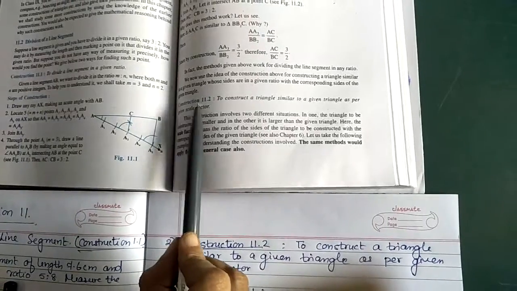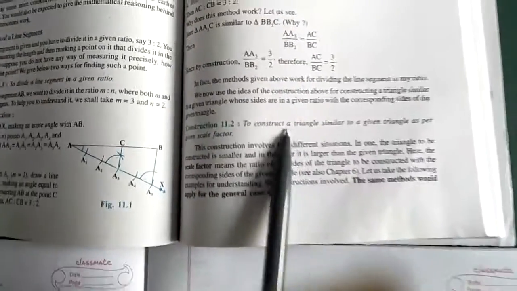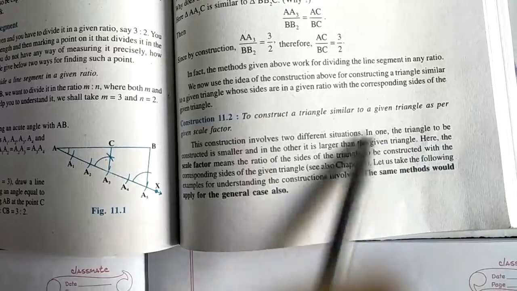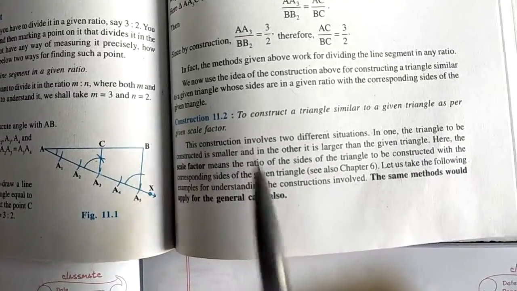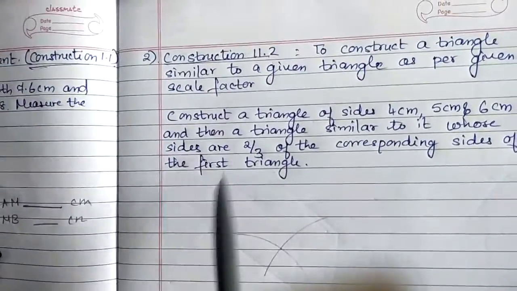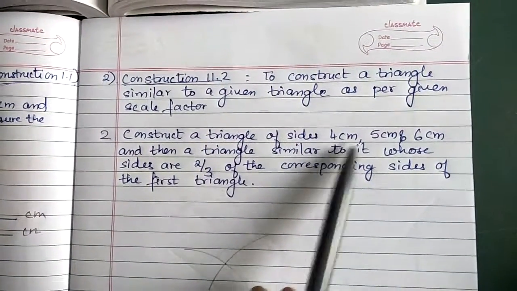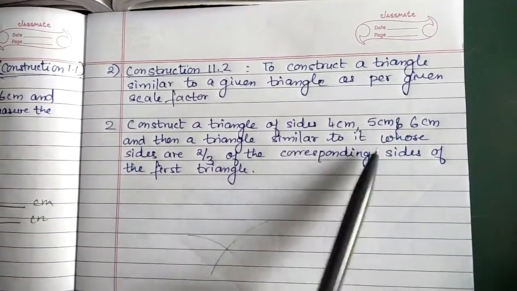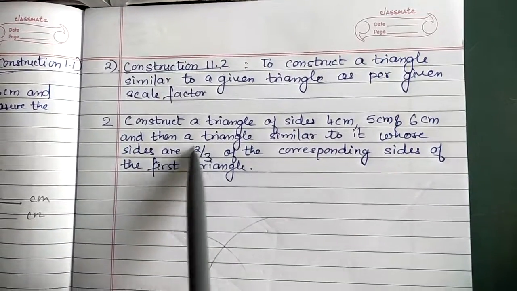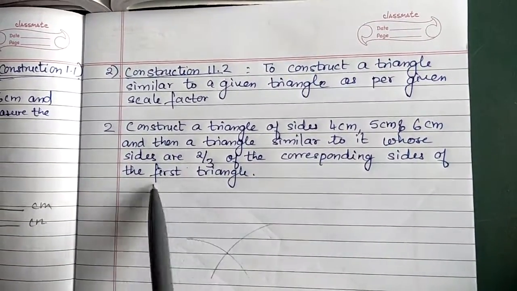Next, construction 11.2, where you have to construct a similar triangle of a given triangle as per the scale factor. Okay, so we will take the sum given in your textbook, sum number 2, that is to construct a triangle with sides 4 cm, 5 cm and 6 cm, and the sides are corresponding to 2/3 of the first triangle.